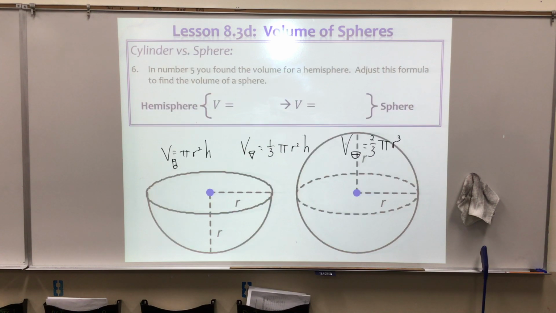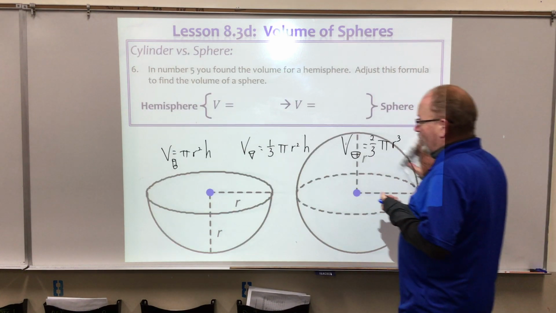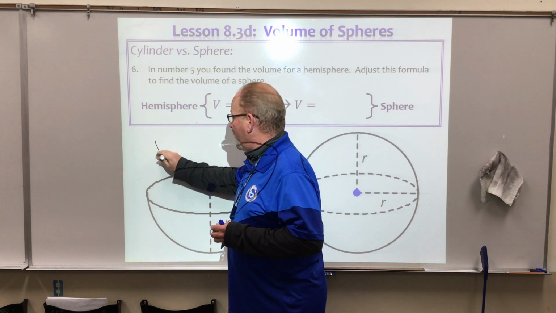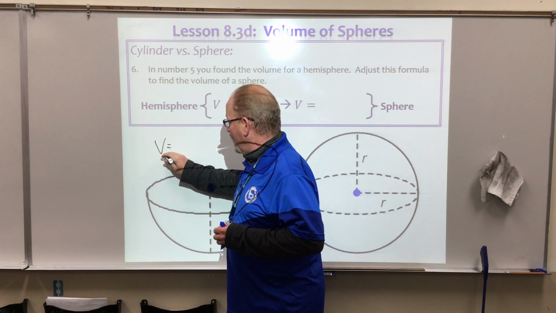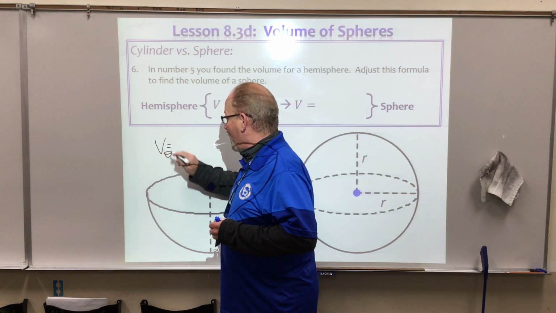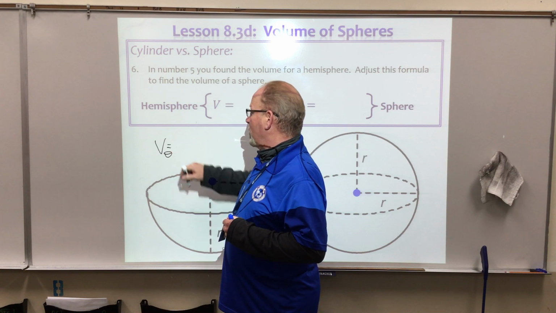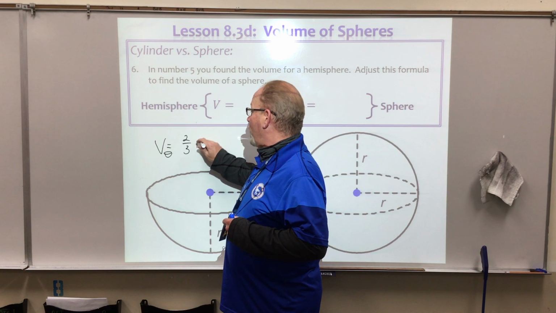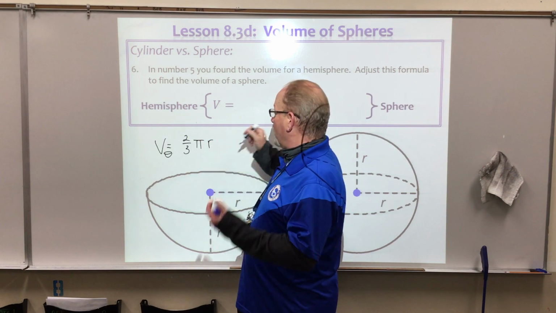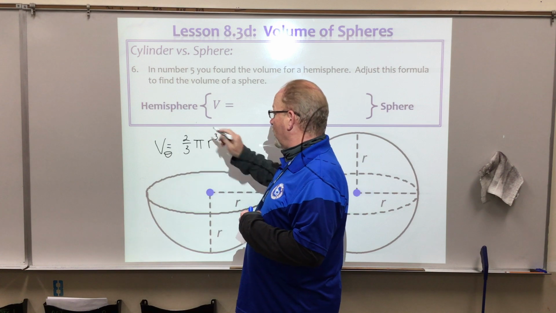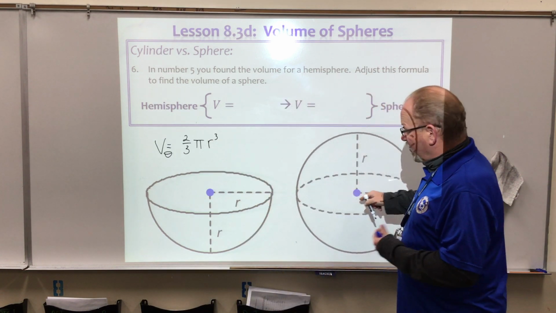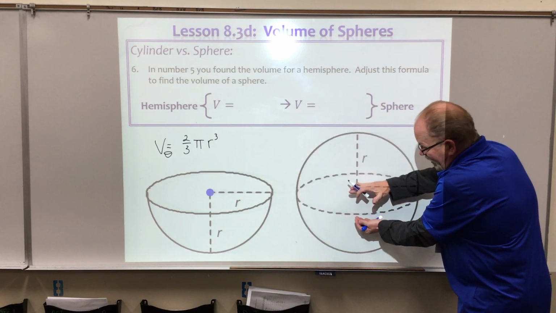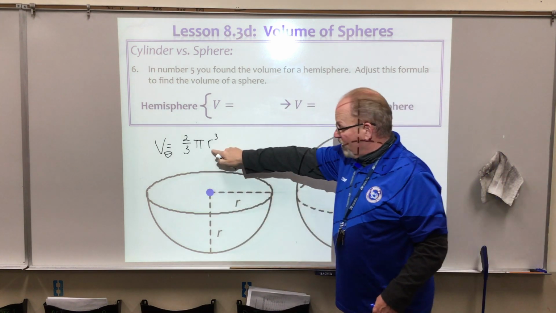Okay, so now let's compare the hemisphere and the sphere. So if this is the volume of the hemisphere, half of a sphere, right? And that was 2/3 pi r squared times r, which is r to the third. Well, then this is like 2 of them. It's like take another one, flip it upside down, put it on top, right? So it's 2 of these.